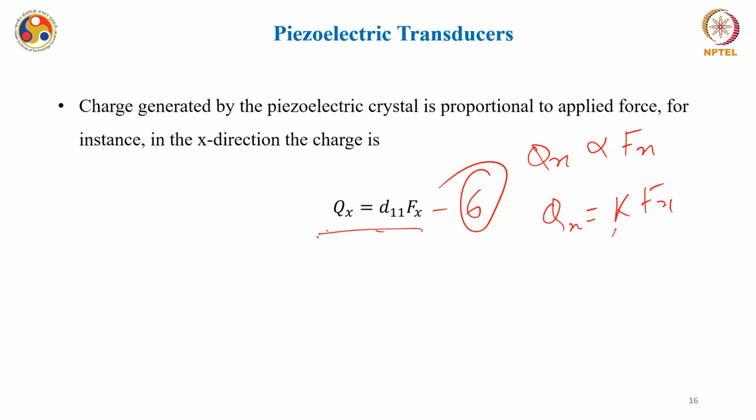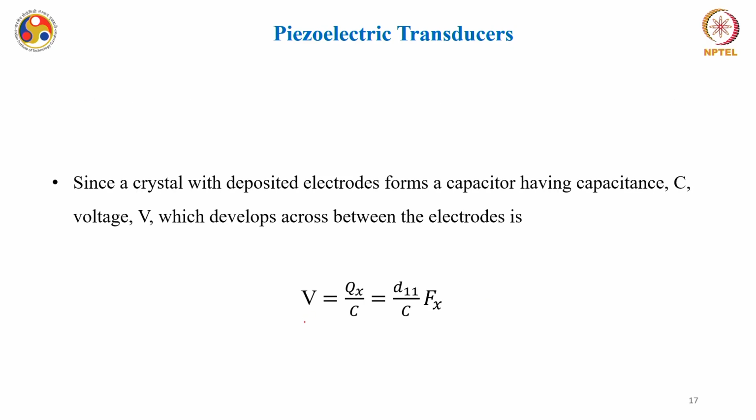So let's put this value in. We have seen Q equal to CV for a capacitor, so V will be equal to Q by C. Let's put the value of this Q in this equation. I can write V equal to D11 by C into Fx. I am calling this equation 7.